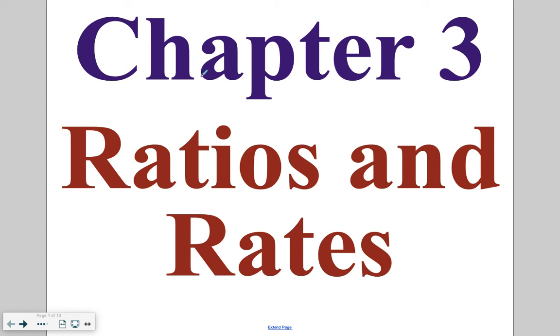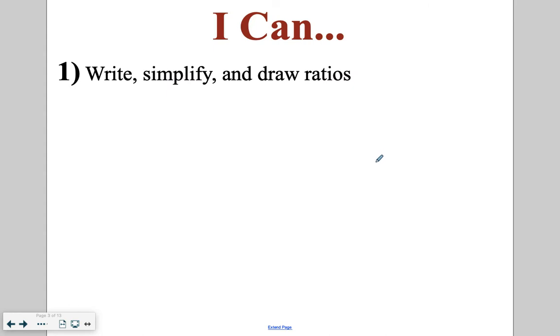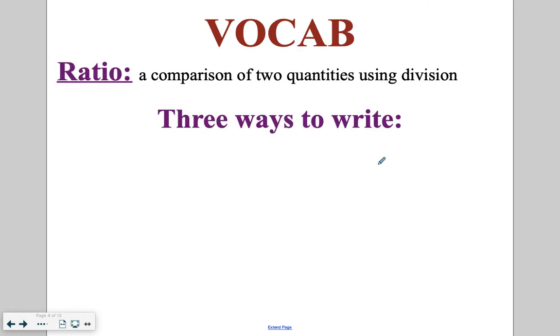Hello students, and welcome to Chapter 3, which is on ratios and rates. Our first lesson in Chapter 3, Lesson 3.1b, is going to focus on ratios. By the end of today's lesson, you will be able to write, simplify, and draw ratios.